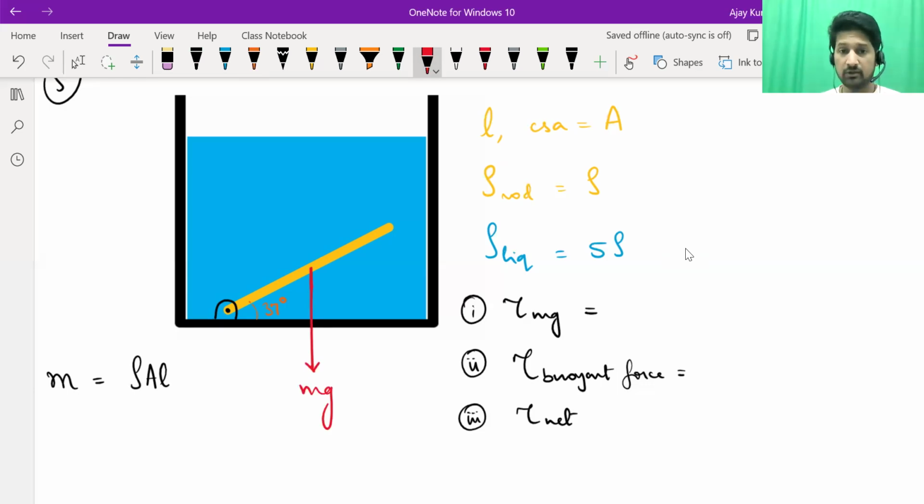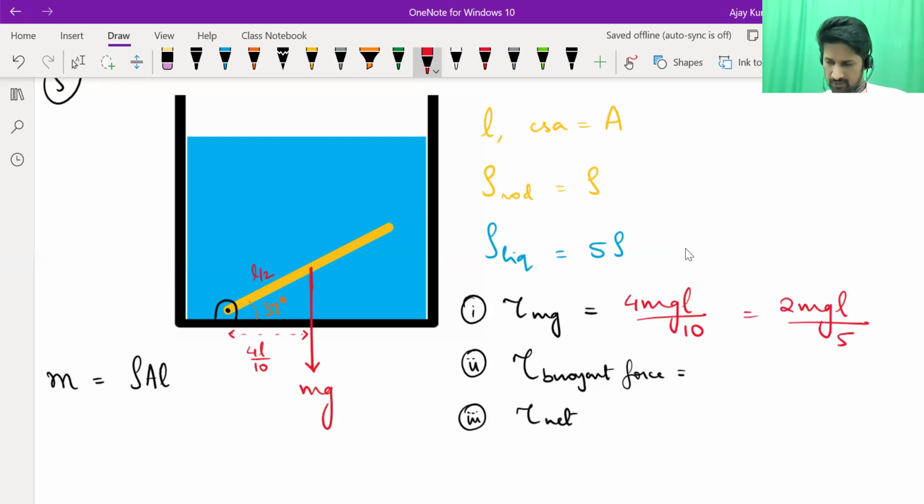We need to express the torque produced by mg. Torque is force multiplied with the perpendicular distance between the axis and the line of action of the force. The actual distance from there to there is L by 2, so the perpendicular distance will be L by 2 cos 37. Cos 37 is 4 by 5, so 4L by 10 is the perpendicular distance. Therefore, torque produced by mg will be 4 mgL by 10 or 2 mgL by 5. In place of m, you can substitute rho L.